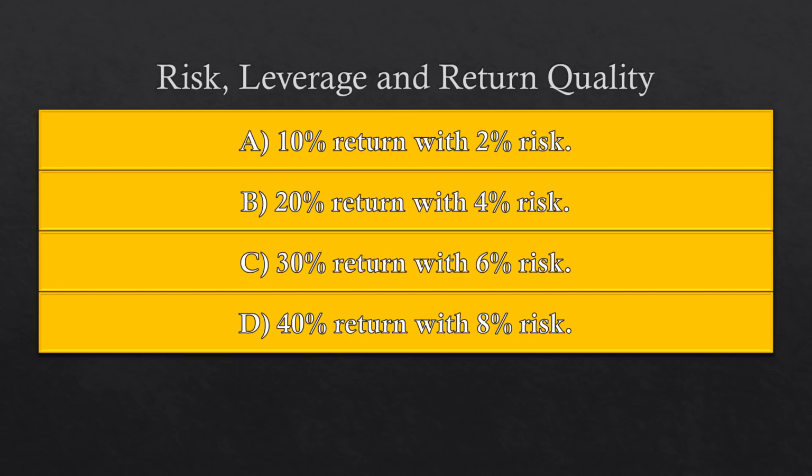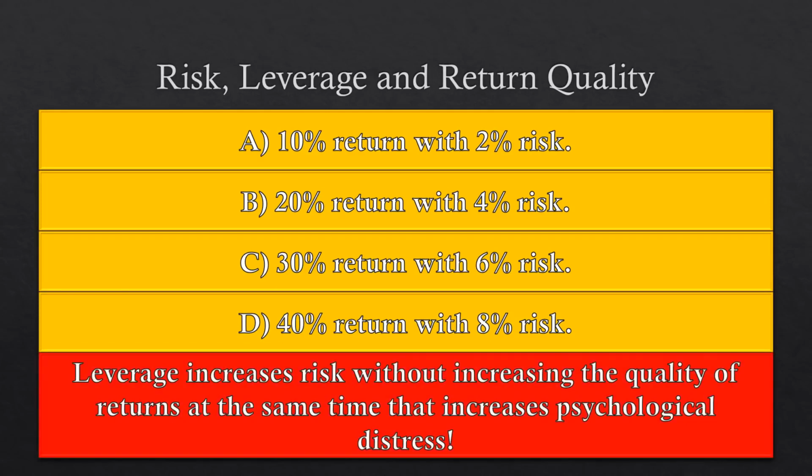If they are all the same in terms of quality, you might be thinking that you can pick the one that yields more return, but that's incorrect. Alternative D has a higher risk, which will translate into more psychological distress. By using leverage, you are increasing risk without changing the quality of returns while increasing psychological distress. In summary, higher returns do not mean better returns.